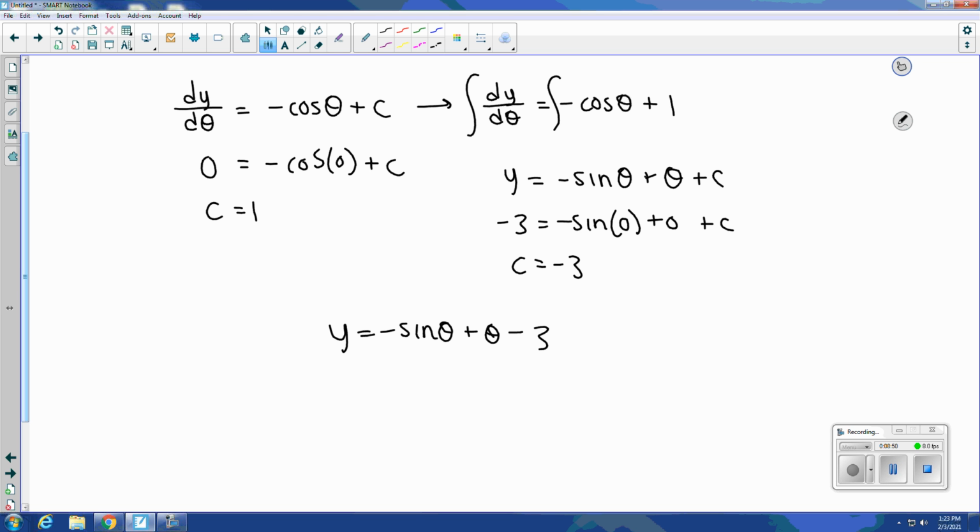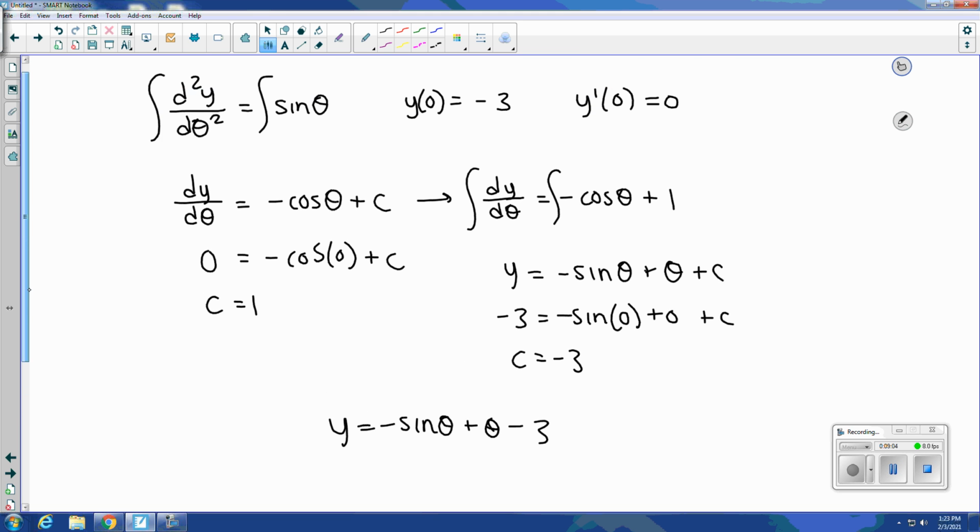To double check our work, if we plug in 0, do we get -3? Yes. If I take the derivative, do I get what I think the first derivative should be? Negative cosine plus 1? Yes, I do. Then when I check my first derivative, if I plug in 0, do I get 0? The answer is yes, because cosine of 0 is 1, so -1 plus 1 is 0. When I take the derivative of that, do I get sine? The derivative of cosine is negative sine, so the derivative of negative cosine is in fact positive sine, so everything checks out. Here is the original function.